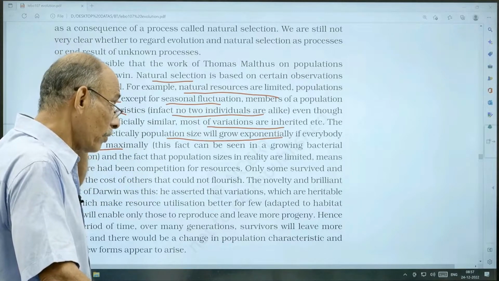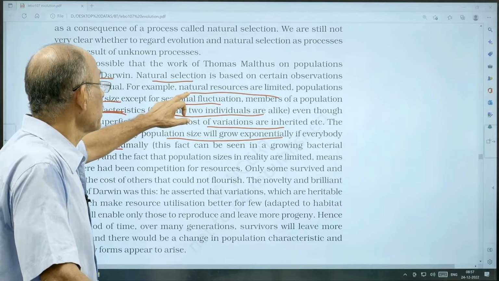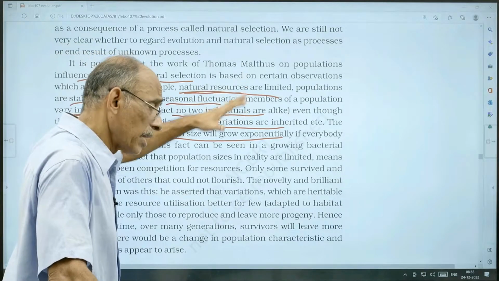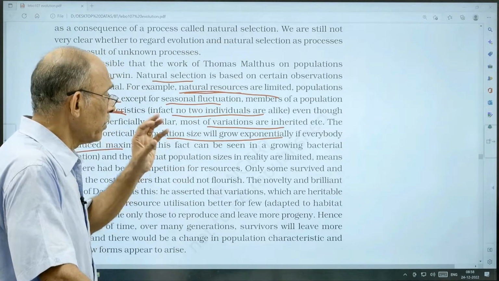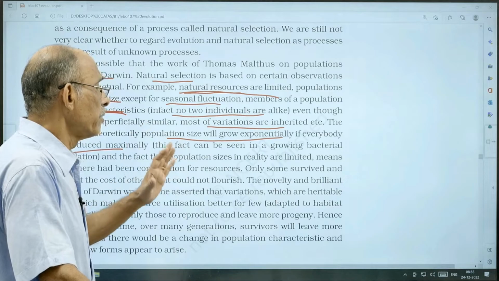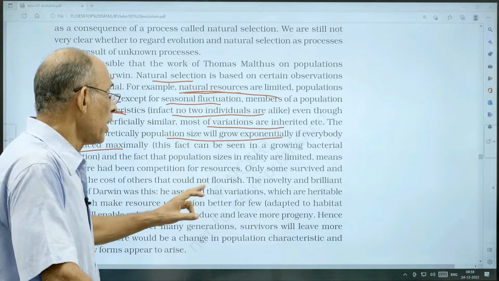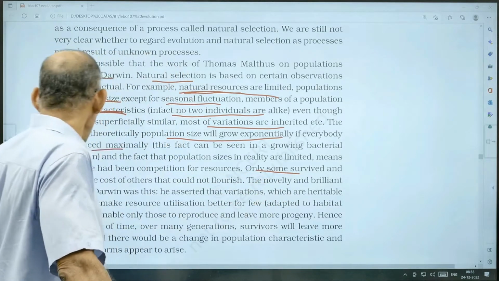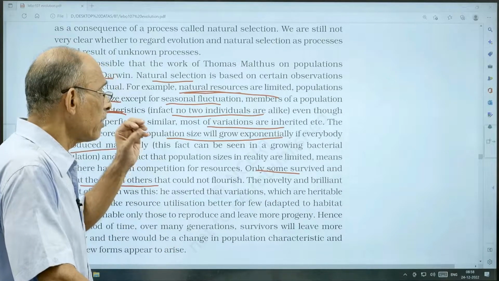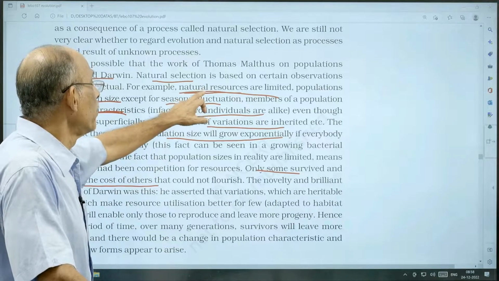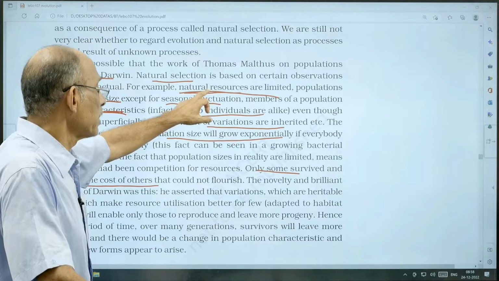For what is the nature of competition? When the natural resources are limited, population size is increasing exponentially. So to get those natural resources, there will naturally be competition, and only some will survive at the cost of others. Most of these organisms will die, and a few will survive, being able to get these natural resources.